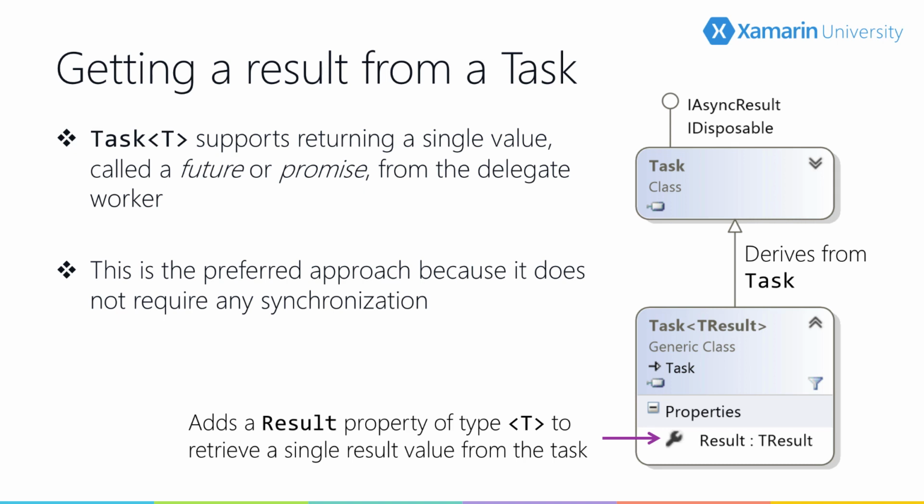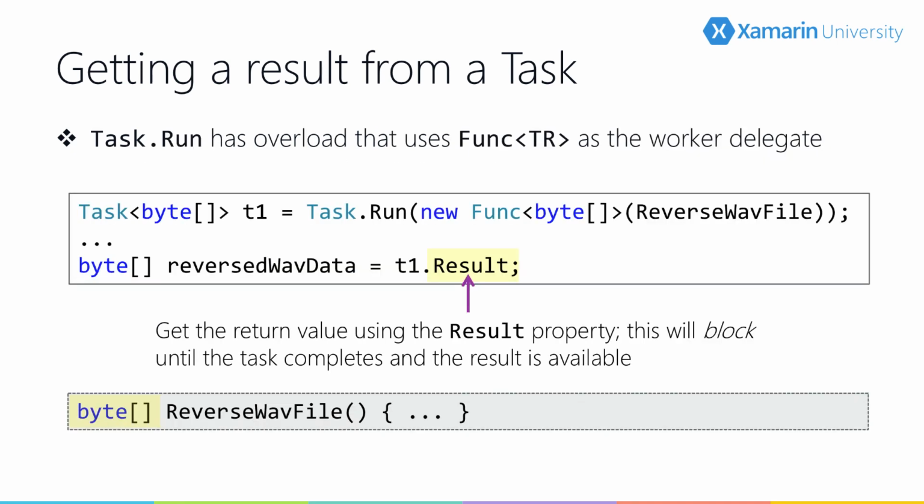You'll find that the Task of type T, or TResult, has a Result property. So using this Result property, we can pull out the return value. Like that, right? Here we have a task that is supposed to return an array of byte. We do our Task.Run, and in order to get to the byte array, we use our task's Result property. Great.